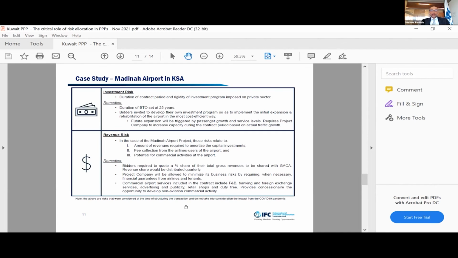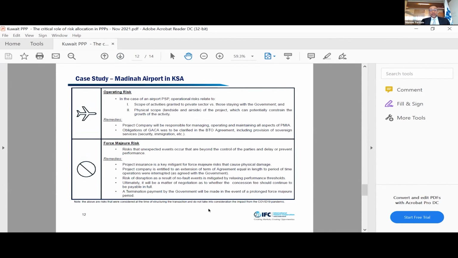And then we also included the commercial services in the airport, such as food and beverage, banking, rental cars, foreign exchange services, and that was completely non-regulated. We basically said, let the market dictate that, and let the private sector assess, collect that, and then that will automatically be included in the revenue share that they will quote as part of this bid parameters.